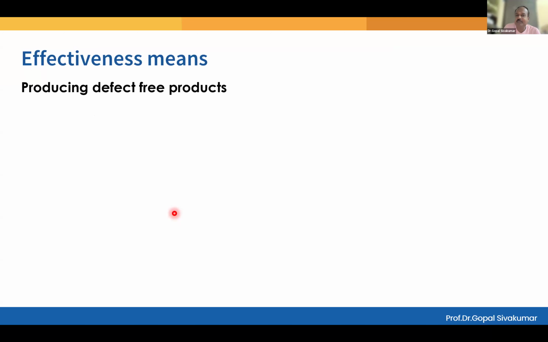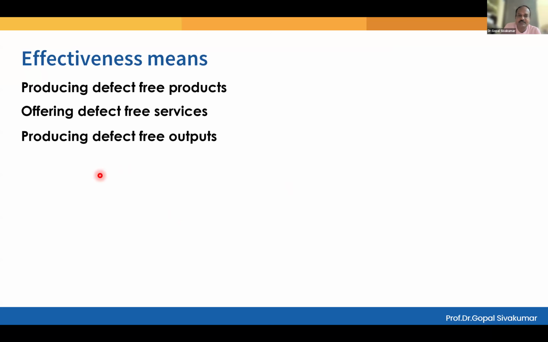Effectiveness is generally reducing defects. It is the ability to produce defect-free products, the ability to offer defect-free services. In general, it is the ability of a process to produce defect-free or error-free outputs. That means you have to do things right the first time. The expectation is you must do things right the first time.